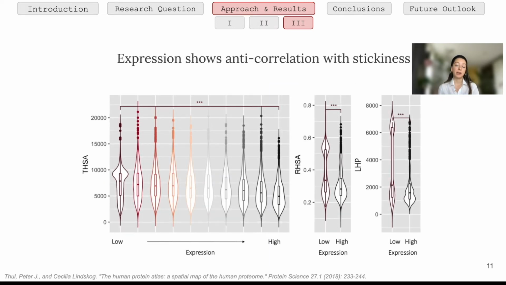Since hydrophobic characteristics are associated with aggregation tendencies, we wanted to investigate whether proteins with large hydrophobic surface areas have different expression levels.